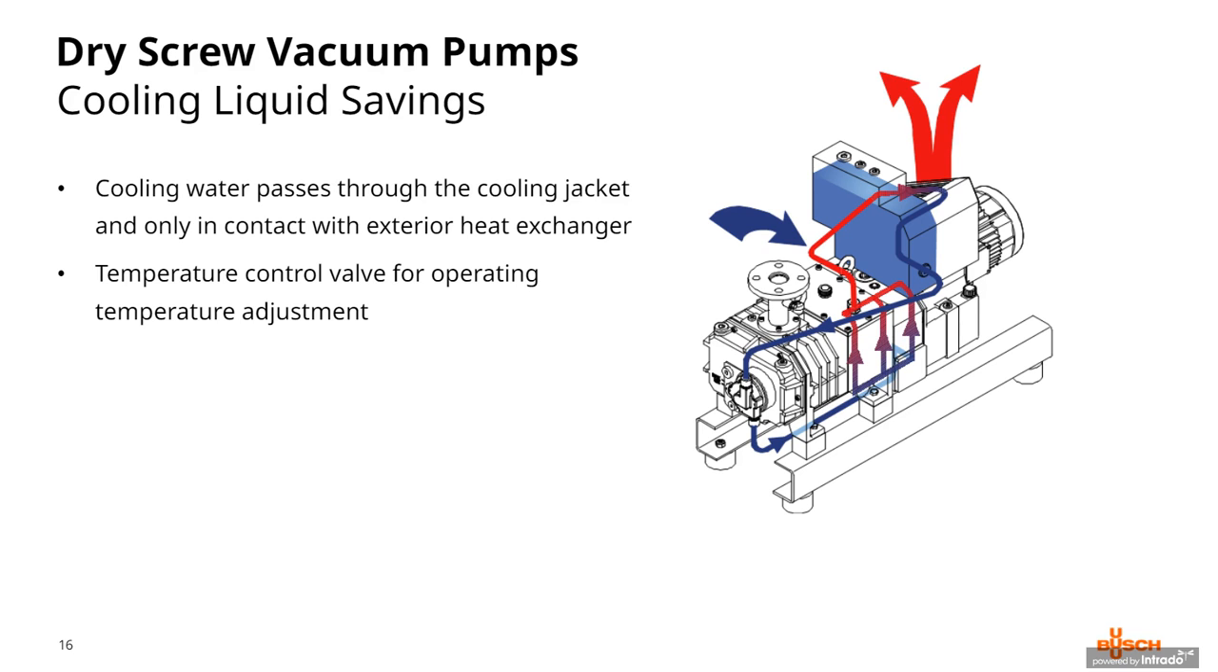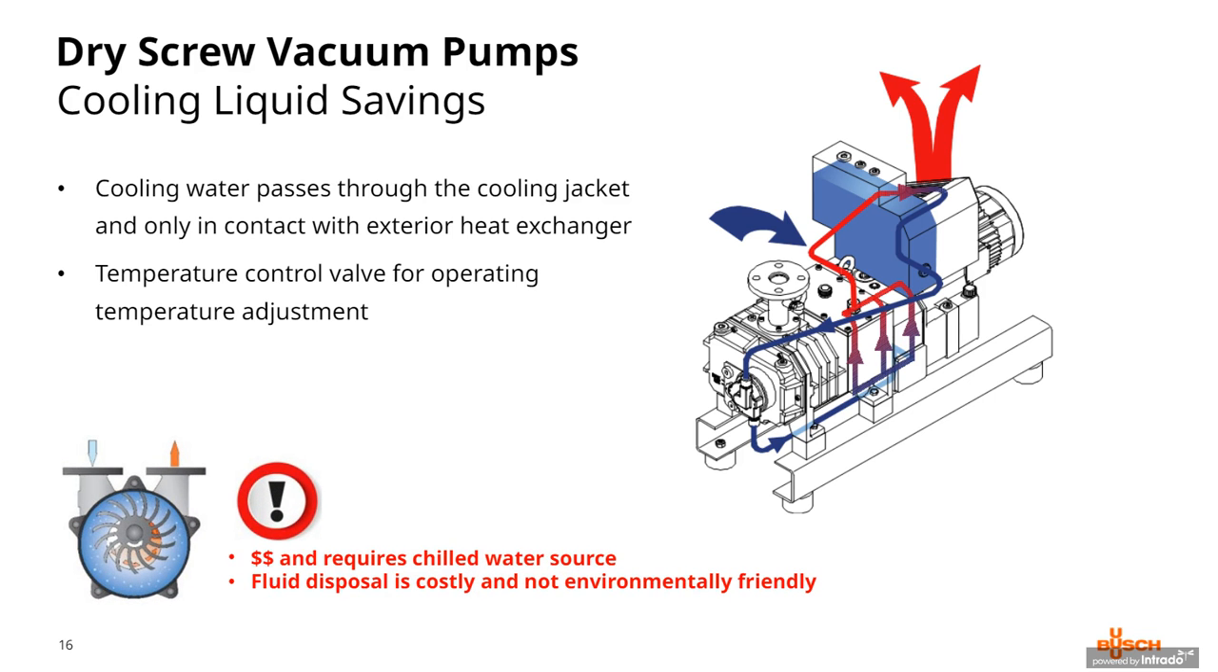In the dry screw pump, we use the cooling water to pass through the cooling jacket and only in contact with the exterior heat exchanger. In this case, no water contamination occurs, which makes the process economical and keeps the environment clean. In some cases, we can also offer options for radiator-cooled pumps to eliminate any kind of water. On the opposite side, the liquid ring does require a chilled water source as well as fluid disposal that can be very costly.